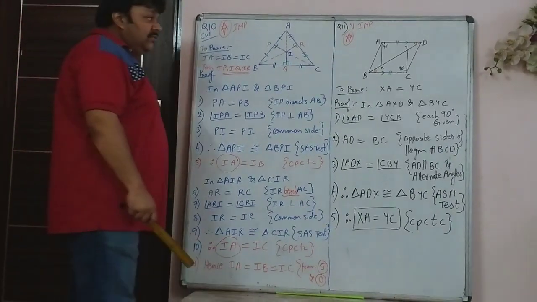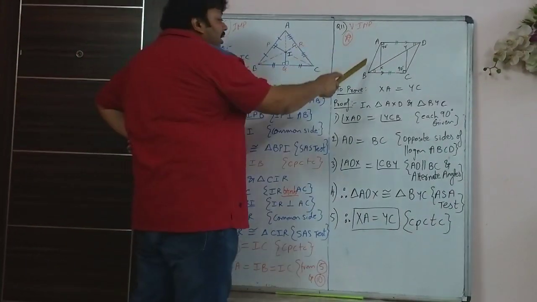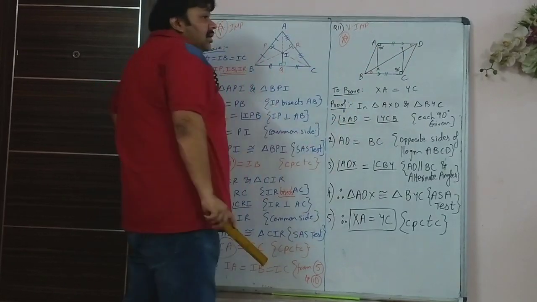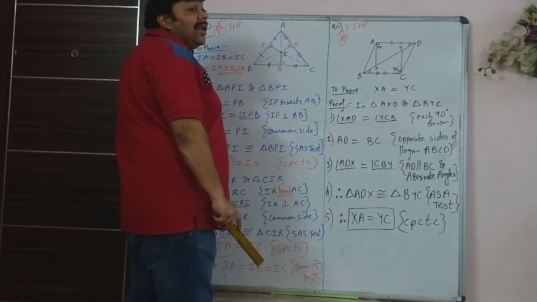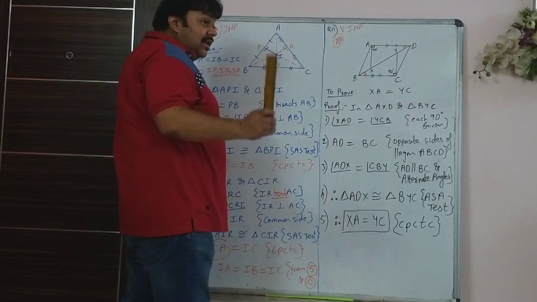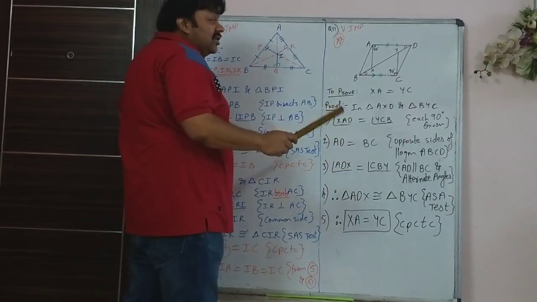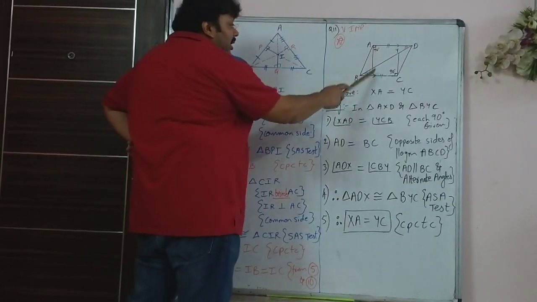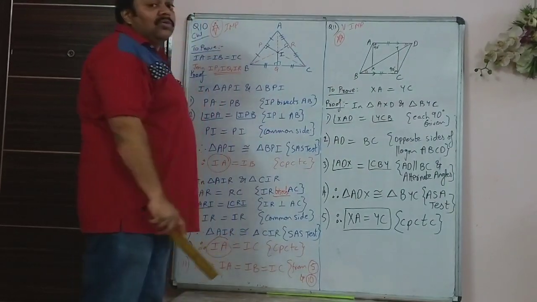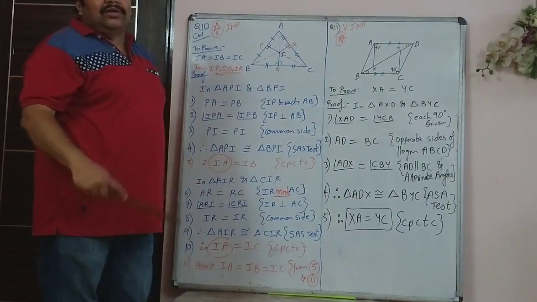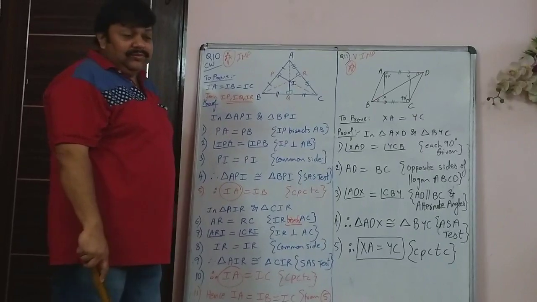Similarly, question 11. You are given ABCD is a parallelogram, and it is very clearly given in the question that angle B and angle C are the obtuse angles. Obtuse angles means angles more than 90 degree.